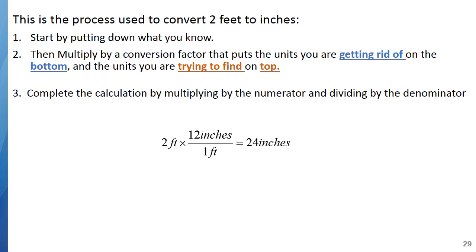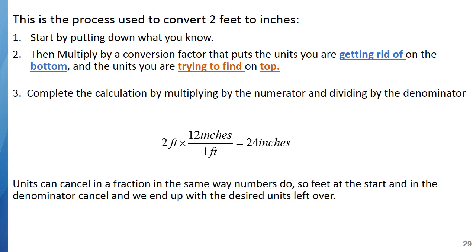So here we have 2 feet. We multiply by our conversion factor. Since we're looking for inches, we put inches on the top, feet on the bottom. 2 times 12 divided by 1 is 24 inches. Notice that the units will cancel in a fraction because 2 feet is in the numerator.